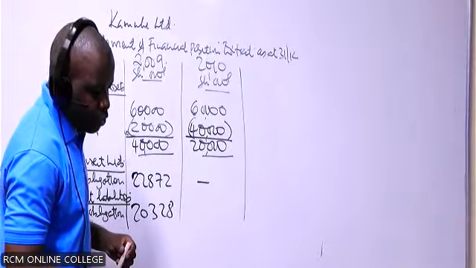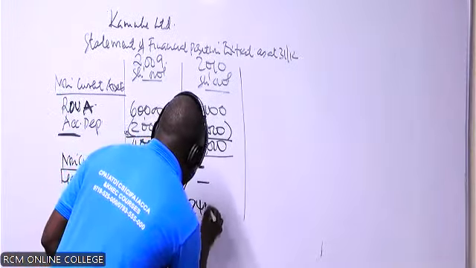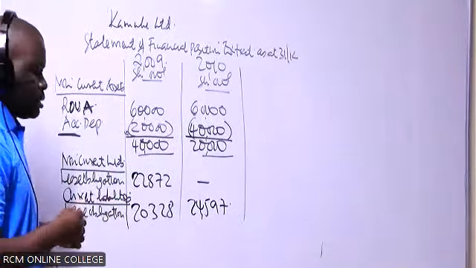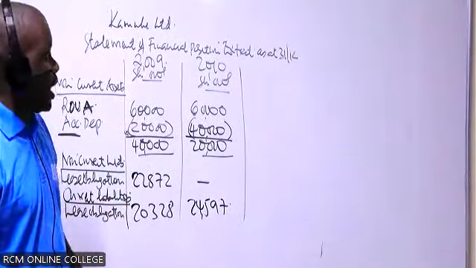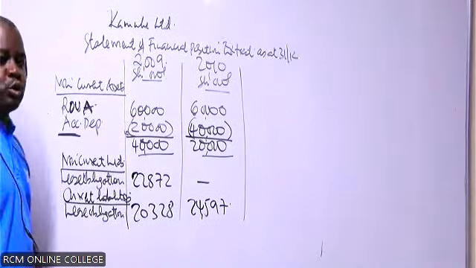You're getting 24,597. And of course, you would have actually been able to present what the examiner required. That is the extract of the statement of financial position. So you've already cleared that question. So we can take a break.